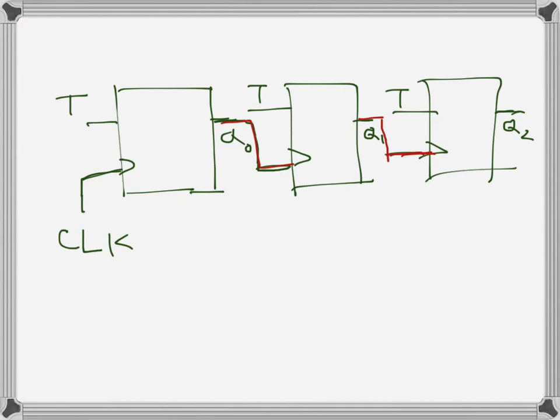So all the T inputs will be 1, so the flip-flops will be in toggle mode. If the output is 0 with the clock, it will become 1, and if the output was 1 with the clock, it will become 0. So let's draw the clock. Let's say the system clock is like this.